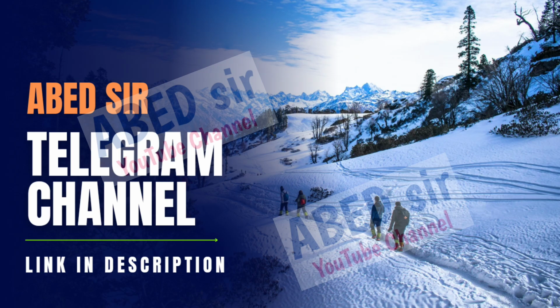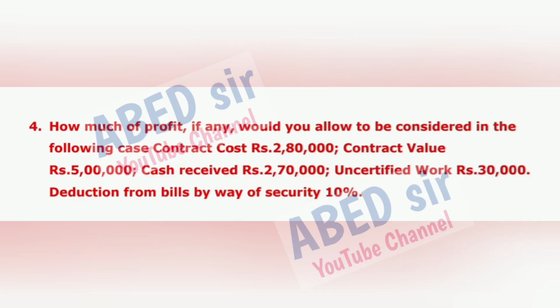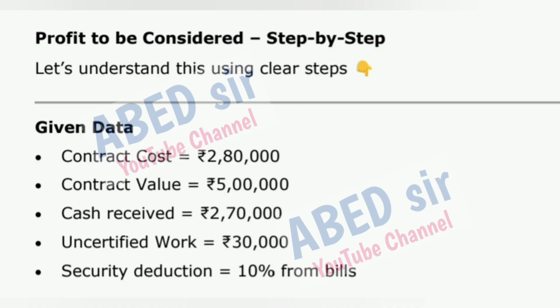Next important short question is 4. How much of profit, if any, would you allow to be considered in the following case? Contract cost 2,80,000 rupees, contract value 5 lakhs rupees, cash received 2,70,000 rupees, uncertified work 30,000 rupees. Deduction from bills by way of security 10%. Profit to be considered step by step. Let's understand this using clear steps.